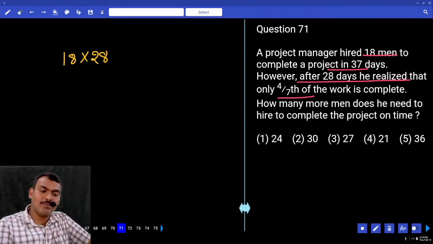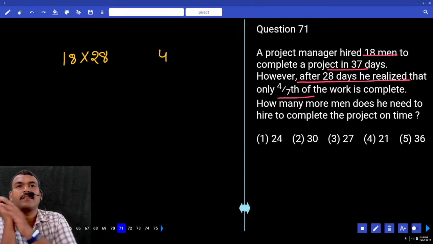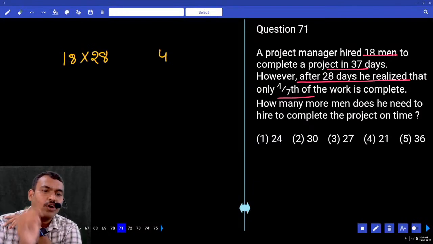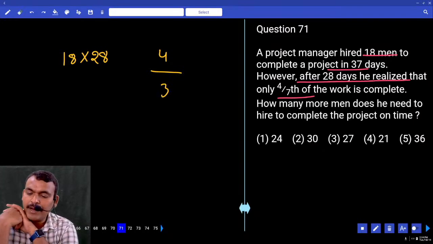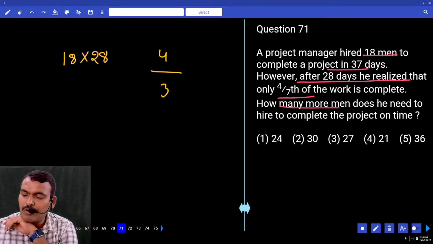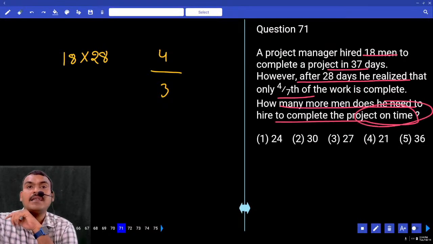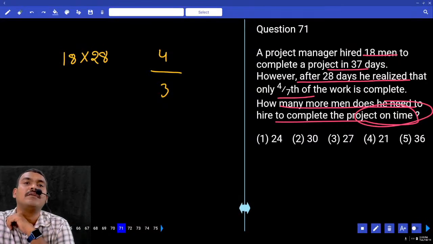18 men worked for how many days? 28 days. How much work is completed? 4 parts. 18 men, 28 days working, 4 parts completed. What is the remaining work? 3 parts. On time means out of 37 days, 28 days are already complete. What is remaining? 9 days.